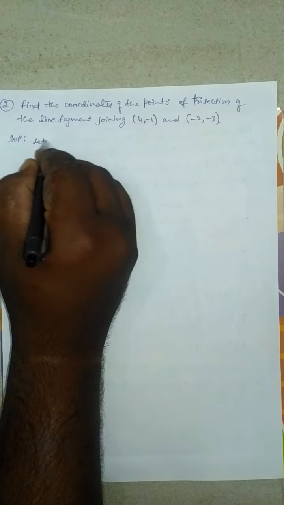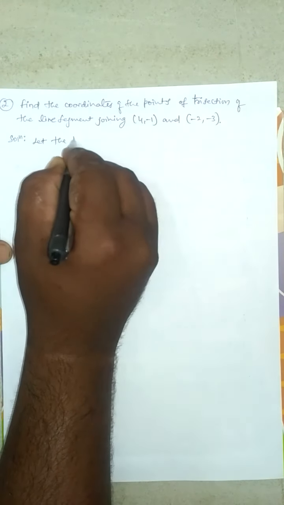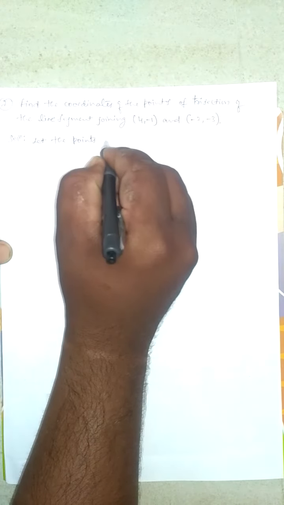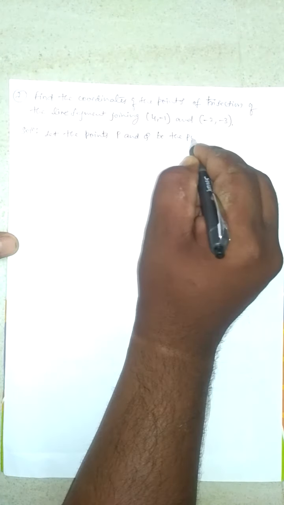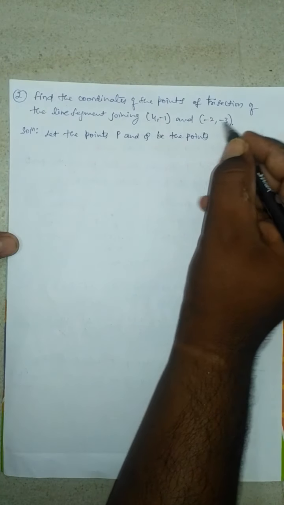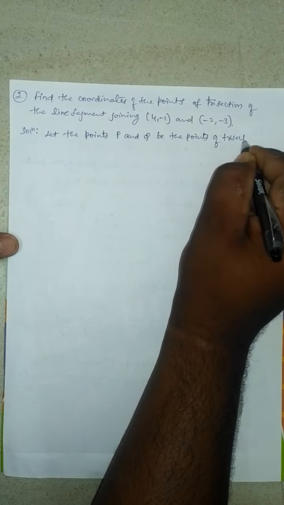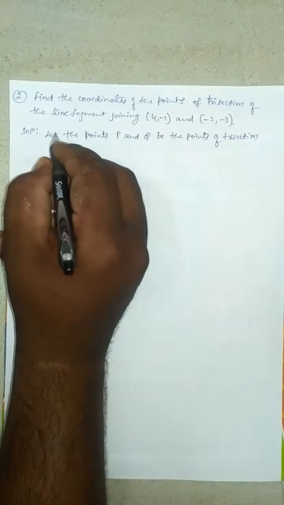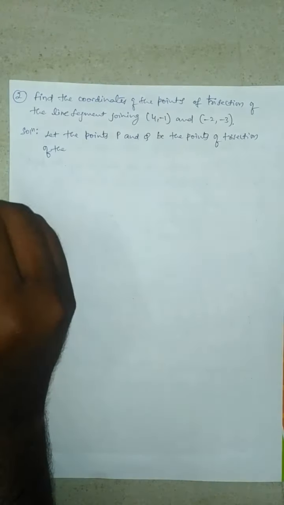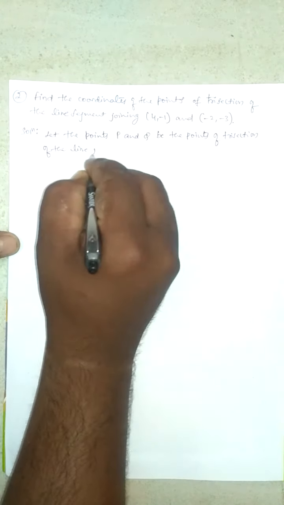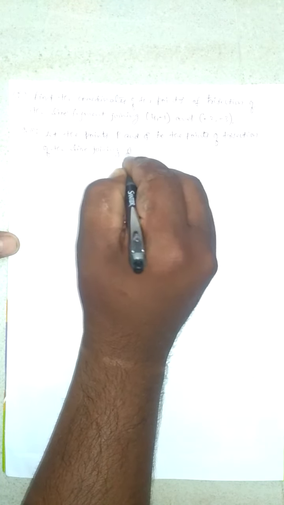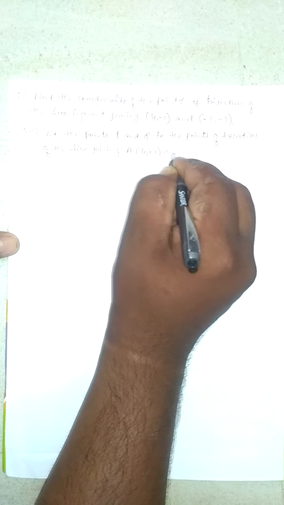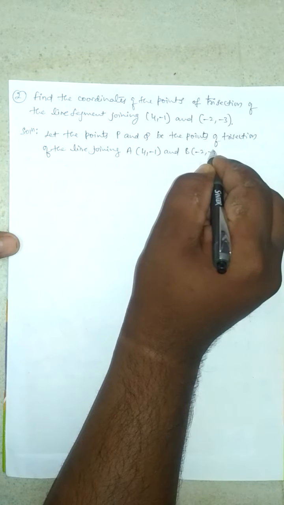Let the points P and Q be the points of trisection of the line joining A of 4 comma minus 1 and B of minus 2 comma minus 3.